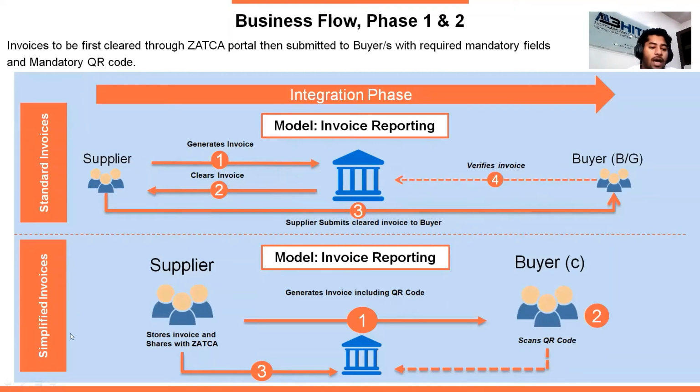And then for the simplified tax invoice, the supplier generates the invoice, including the QR code, and shares it with the buyer, who is the end consumer. The buyer can scan the QR code on the simplified tax invoice and verify the invoice. Also, the supplier will need to store this invoice and share it with ZATCA on a timely basis, which could be monthly, weekly, or whatever is preferable.